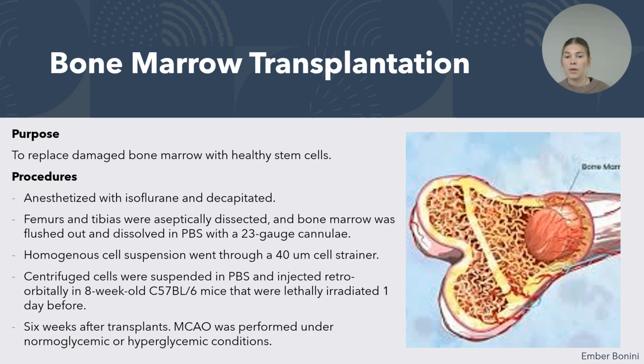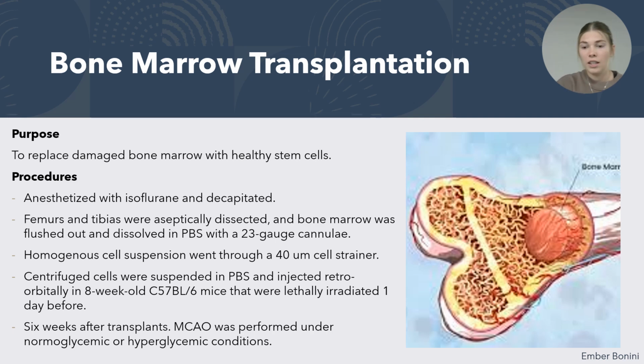So the procedure for this one is the mice are being anesthetized with isoflurane, and then from there they're going to be decapitated, which is why we don't do this on humans. From here, we're going to have the femurs and tibias being aseptically dissected, and then the bone marrow is going to be flushed out. And again, this is also going to be dissolved in the PBS solution, which is what we saw in that immunofluorescence microscopy as well. And they're going to use a 23 gauge cannula.